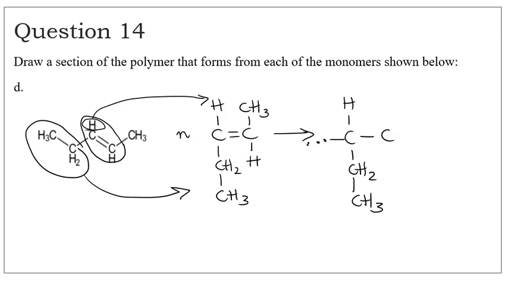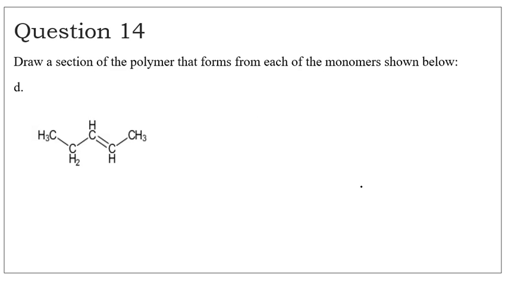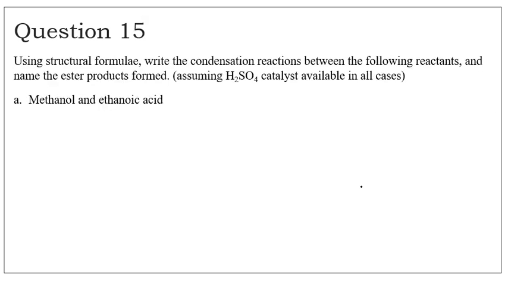1, 2, 3. Okay, there's a CH3 here, and there's a H. So this is my first monomer, and then it's going to be followed by another monomer. I'm just going to keep the structure of any branches the same, just to make it a little bit easier. Okay, and we're done. That's it.